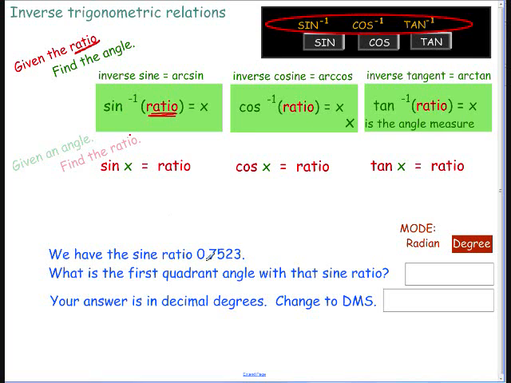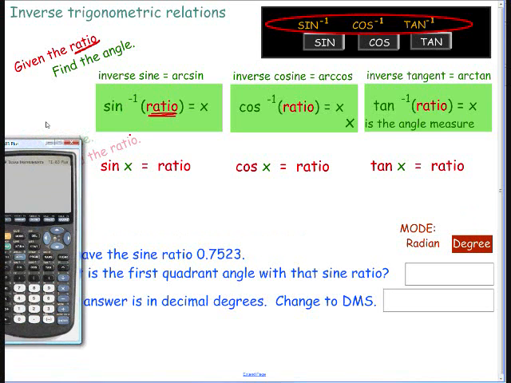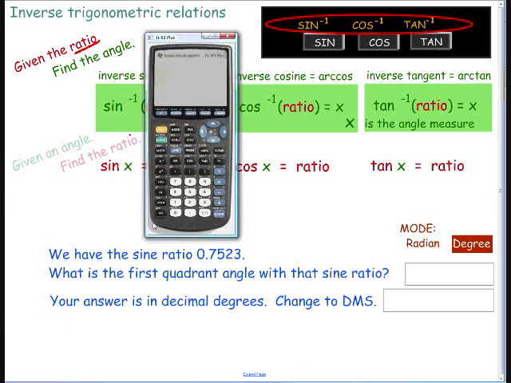If we have the sine ratio 0.7523, what is the first quadrant angle that has that sine ratio? Now, we'll talk more about which quadrant. It becomes very important. Right now we're going to assume everything's in the first quadrant. So we have a ratio and we want to know the angle. So we don't need to use sine, we need to use arcsine, just the inverse.